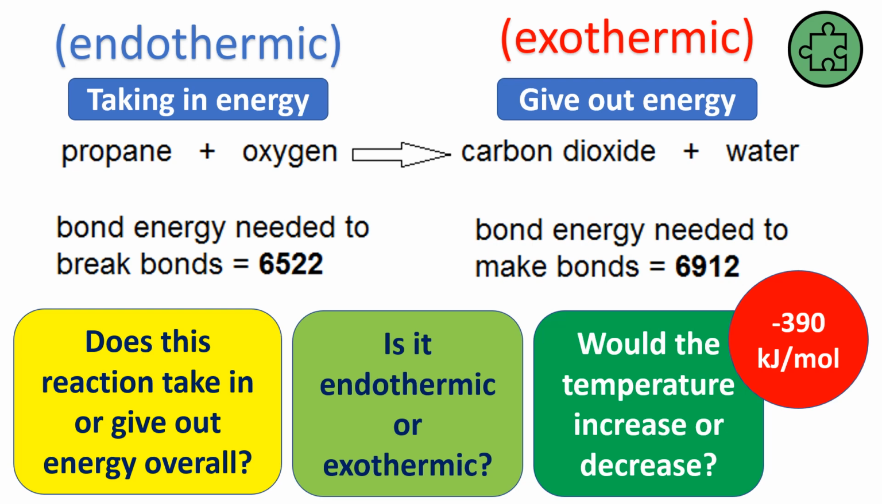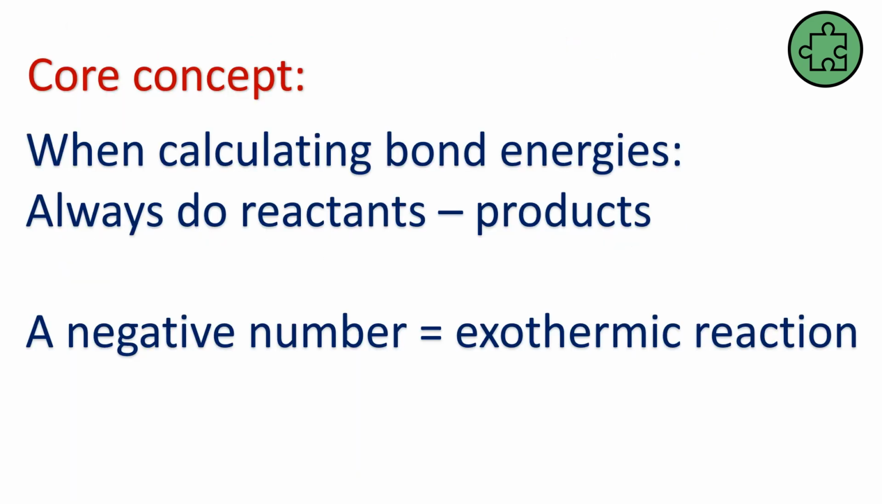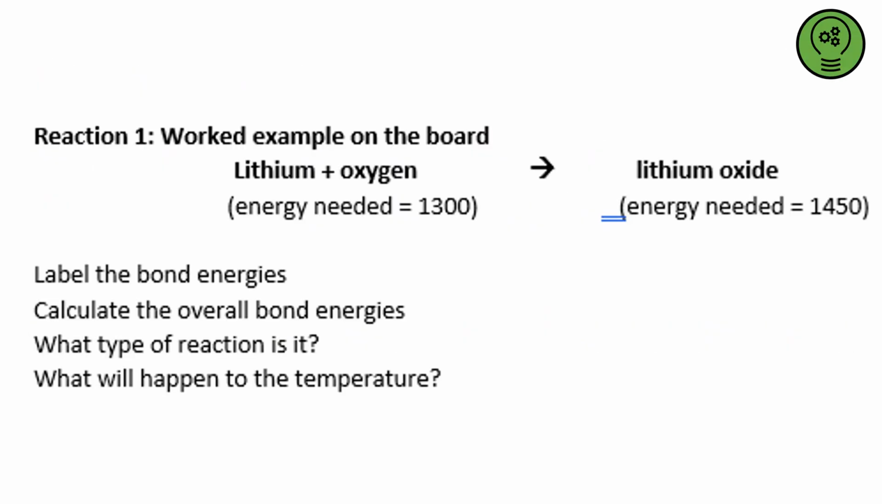So right now, the one thing that might be confusing you is that minus number. It's really, really important that when you do these calculations, you take away the reactants minus products. And if you end up with a minus number, that minus means it's an exothermic reaction because it's releasing the energy. It's less energy than it was. So the core concept then, when calculating bond energies, always do reactants minus products. And if you get to the negative number, it means you have an exothermic reaction. Okay, so pause the video for me and have a go at this for yourself, please.